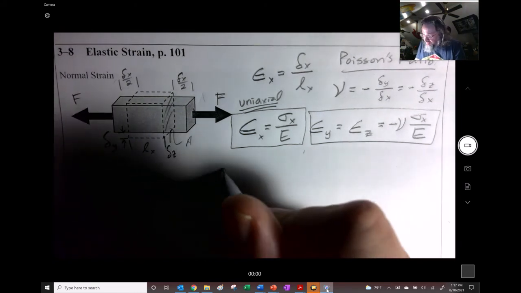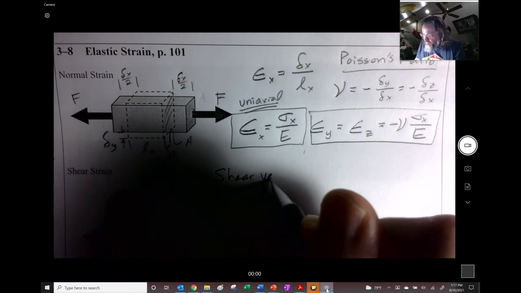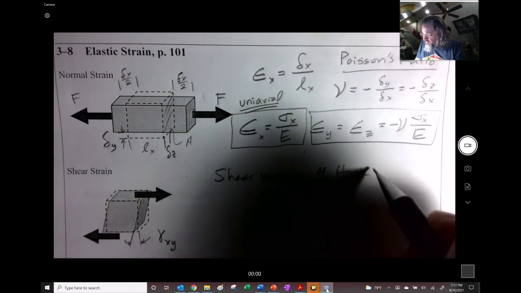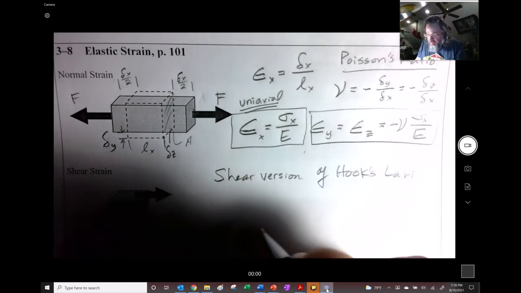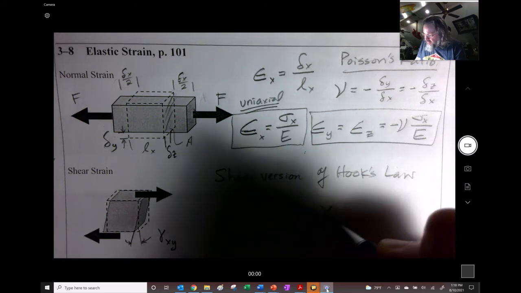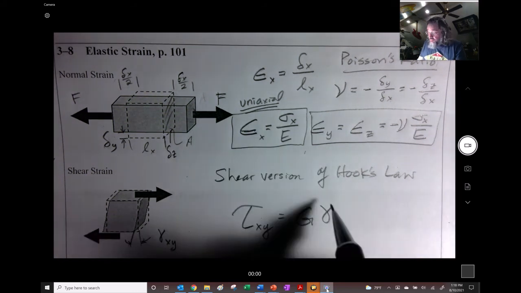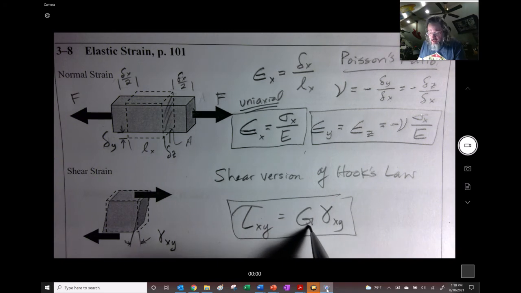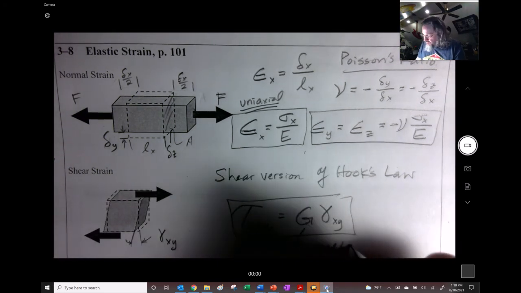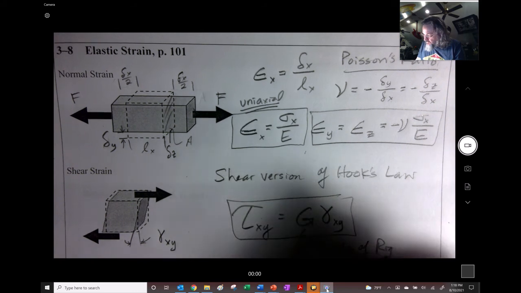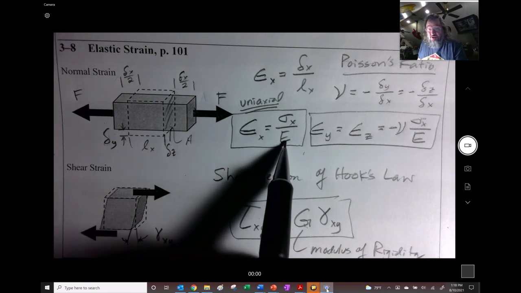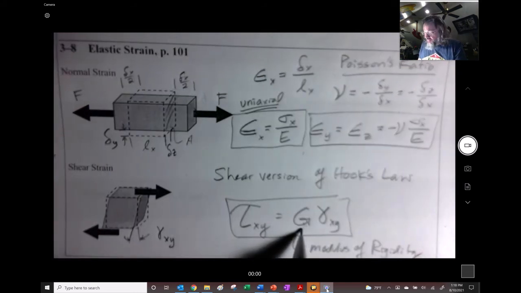So the shear version of Hooke's law, something we want to remember, is tau xy is equal to G gamma xy, right there, right? And this G is the modulus of rigidity, which I always thought was a really cool name, modulus of rigidity. As opposed to this, which is the modulus of elasticity, this is the modulus of rigidity.